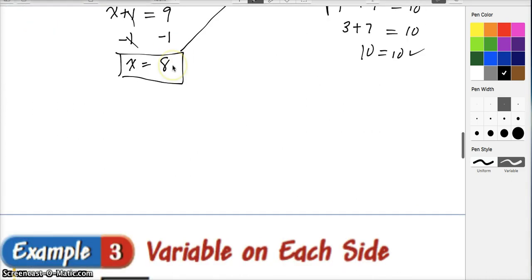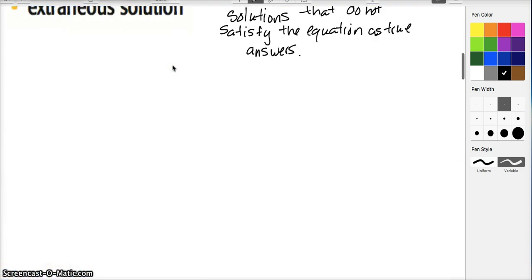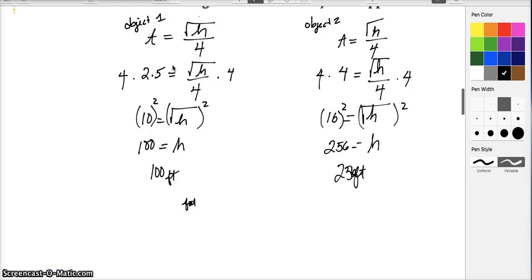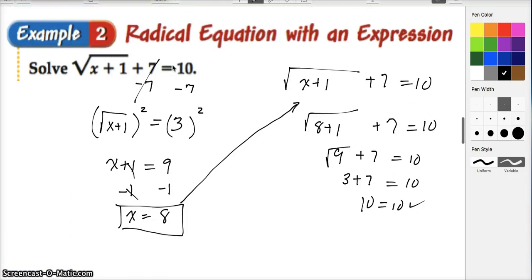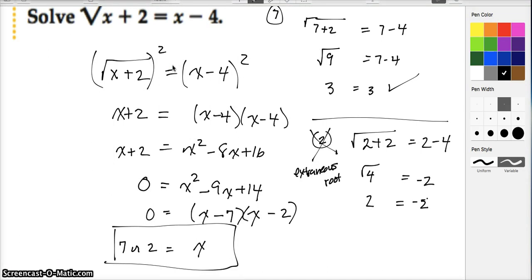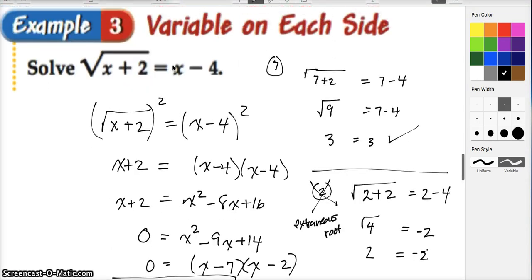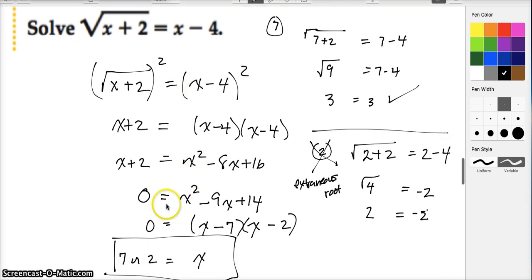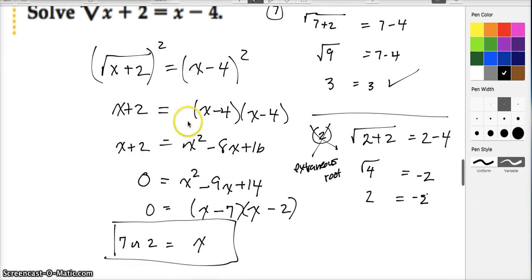And if you go back to the definition, where was that back in the day, 2 years ago? Extraneous solutions are solutions that do not satisfy the equation as true answers. So let's think about what that means. So we worked hard, we checked it, we did the thing, we got two solutions, 7 and 2, but 2 didn't satisfy the equation. It didn't make the situation true. So why did that happen, you might be wondering?